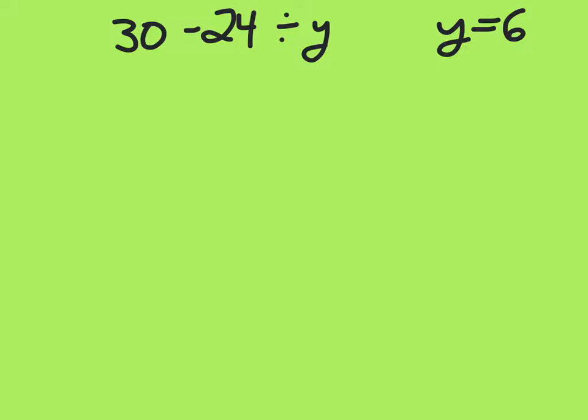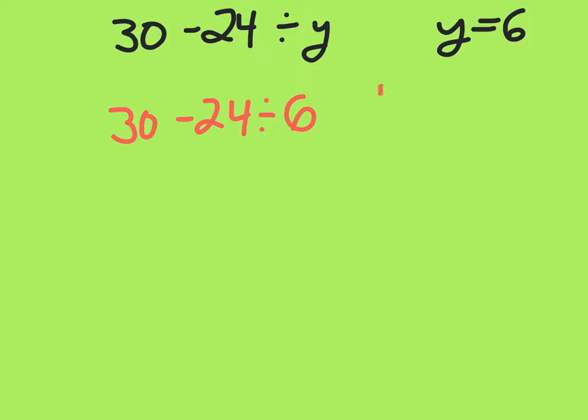Alright, let's see how you did. Step number 1, substitute your variables with the number that you know. In this case, we know that y is going to become 6. Now this reads 30 minus 24 divided by 6. And now you have two operations. You have subtraction and you have division. So you have to ask yourself, which one do I do first?